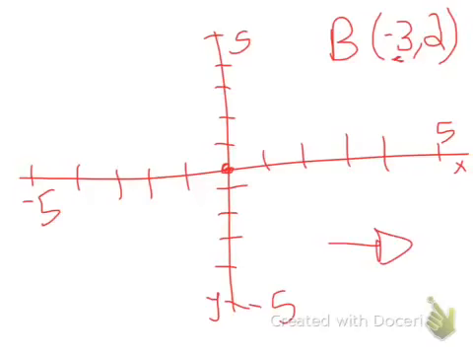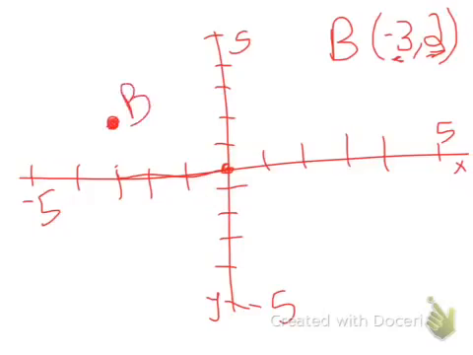Okay, remember the first number tells us to go back and forth, left or right. And since it is a negative, we're actually going to go left. So we're going to go back 3. The second number tells us to go up or down. And since it's positive, we're going to go up 2. And so our point is going to be right there.